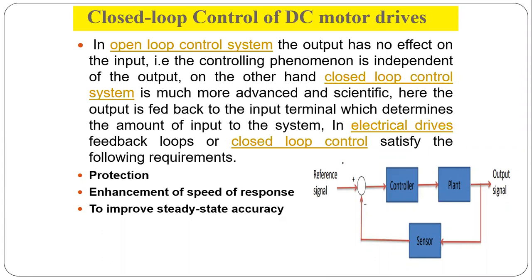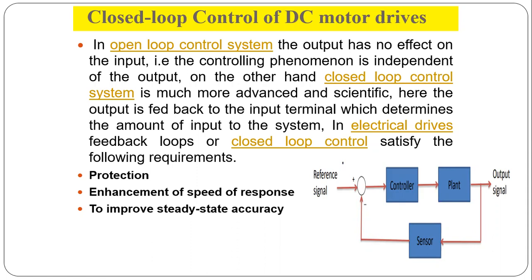Today we will discuss the most important topic for the PE subject, Unit 2, DC motor drives. That is the closed loop control of the DC motor drives. What is the phenomena? What is the basic relation specification of the closed loop? As you know, in the control system subject, there are two types of controlling: one is open loop and the second one is closed loop.